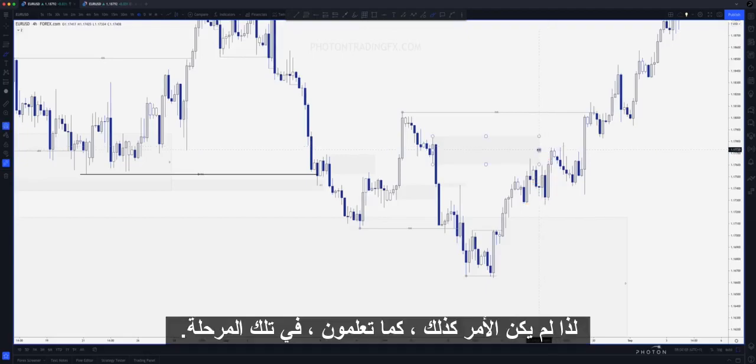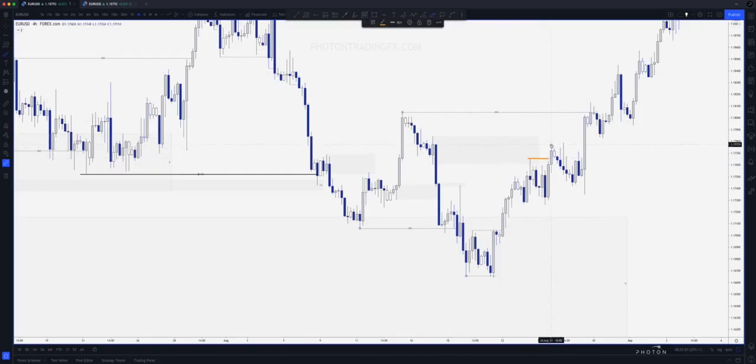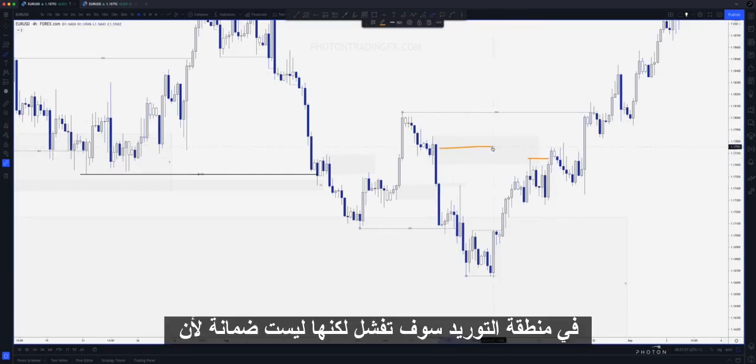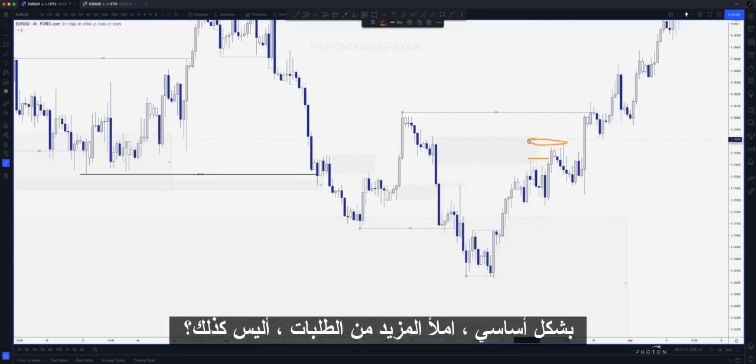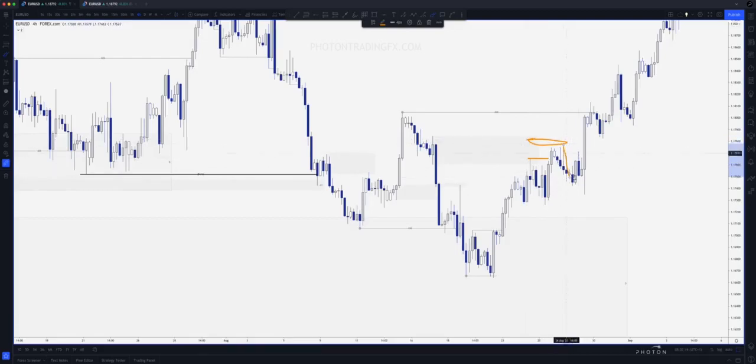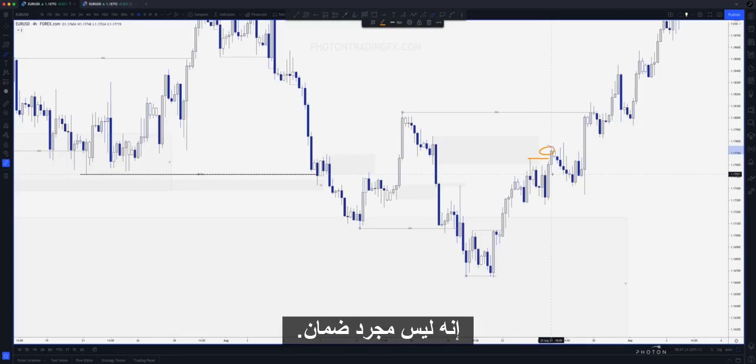At that point when we have a failed reaction, I've said this before, when we come up here, it's a good sign that this supply zone is going to fail, but it's not a guarantee, because price could come up all the way towards this wick and essentially fill more orders. You can see here it tries to fill more orders. You can see that selling pressure come in, but when we do get that first initial reaction failing, it just gives us a high probability that it will fail. It's just not a guarantee, okay?